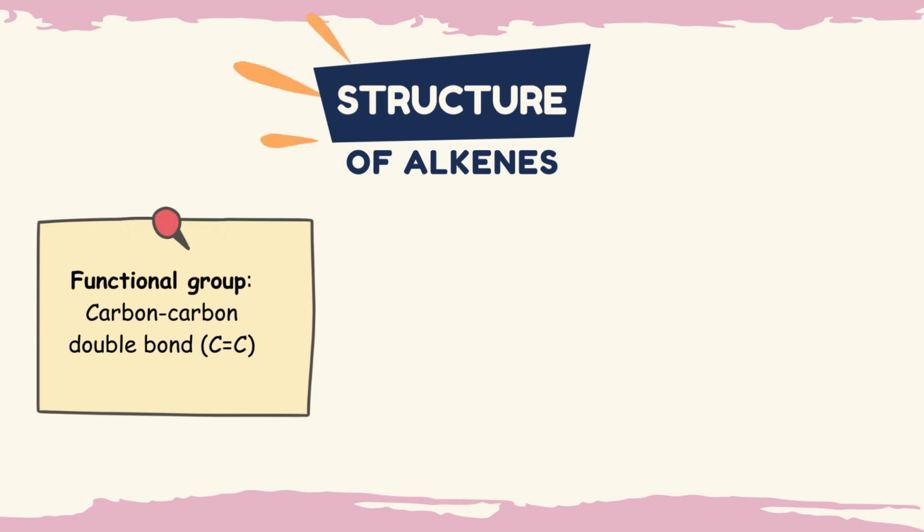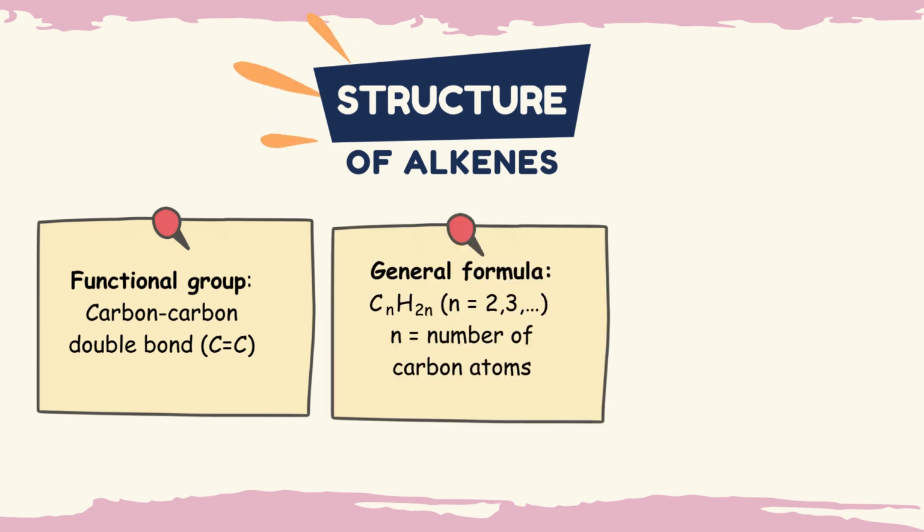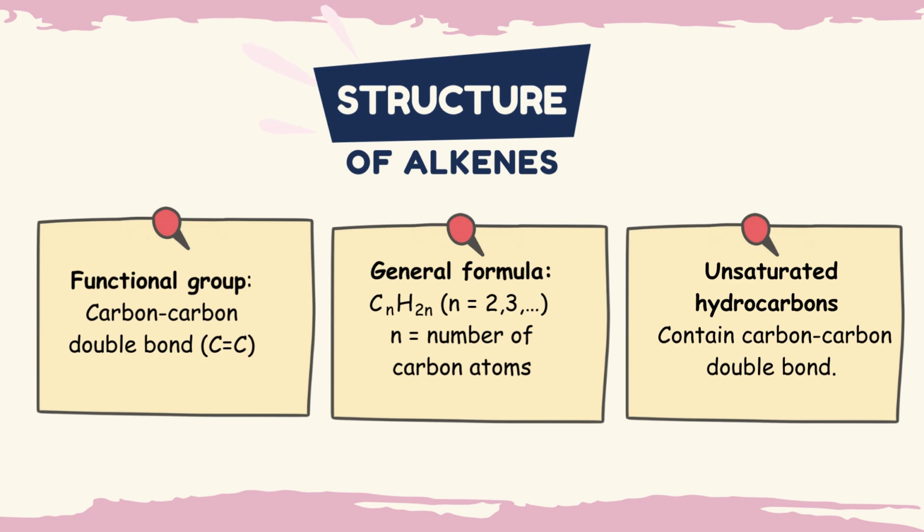Alkenes are hydrocarbons whose molecules contain a carbon-carbon double bond functional group. The general formula for the alkenes is CnH2n, where n is the number of carbon atoms in the molecule. Alkenes are referred to as unsaturated hydrocarbons because they contain a carbon-carbon double bond.